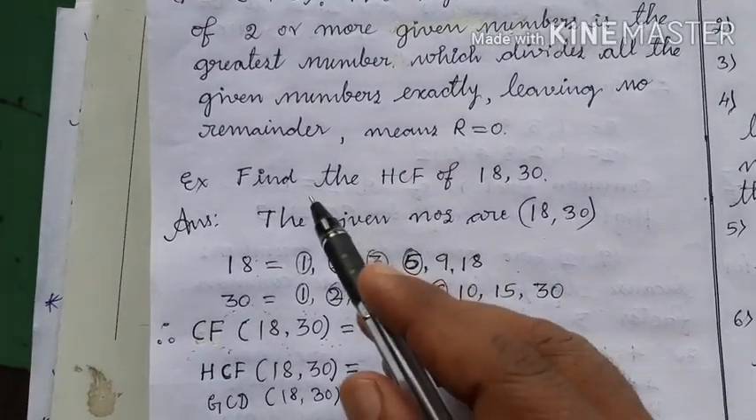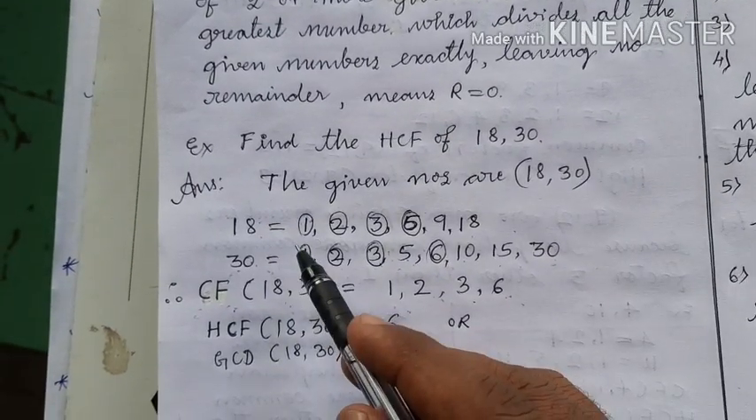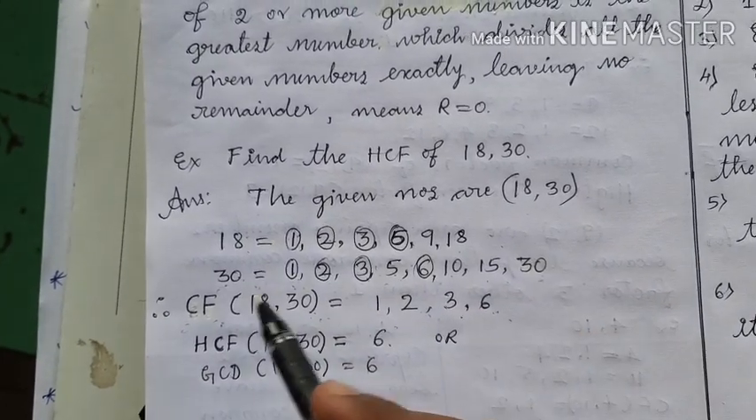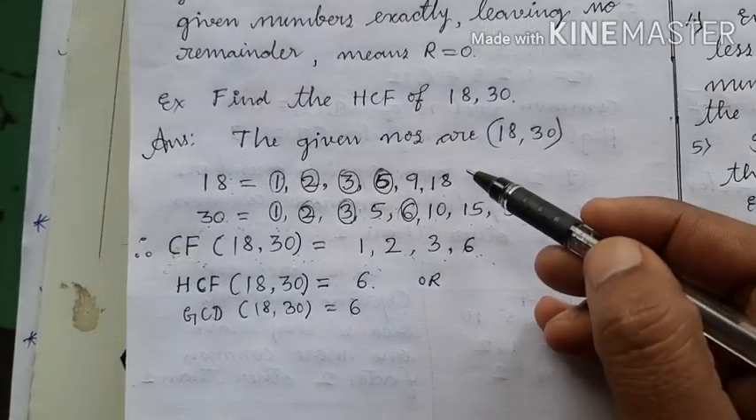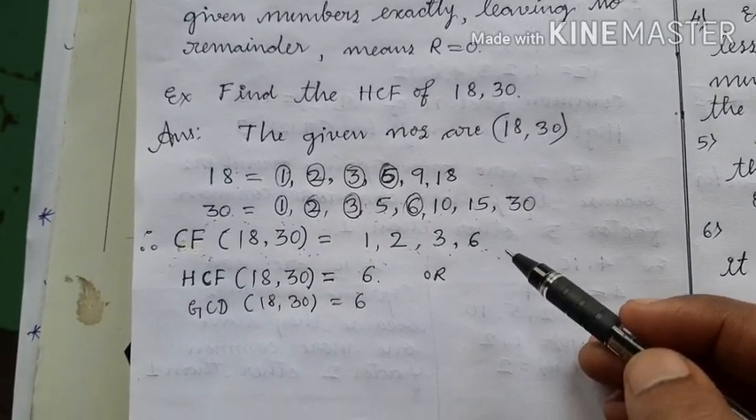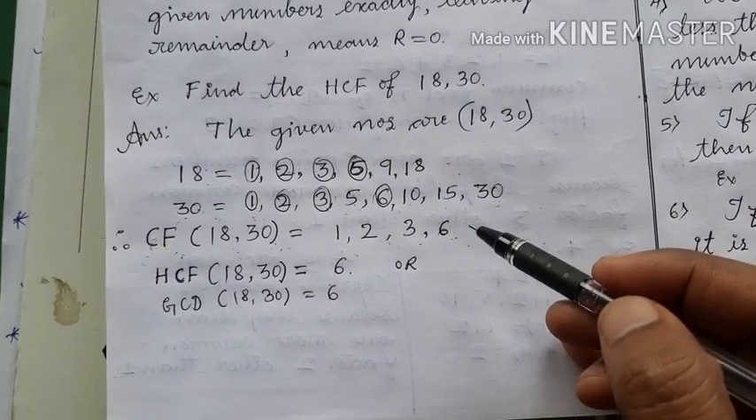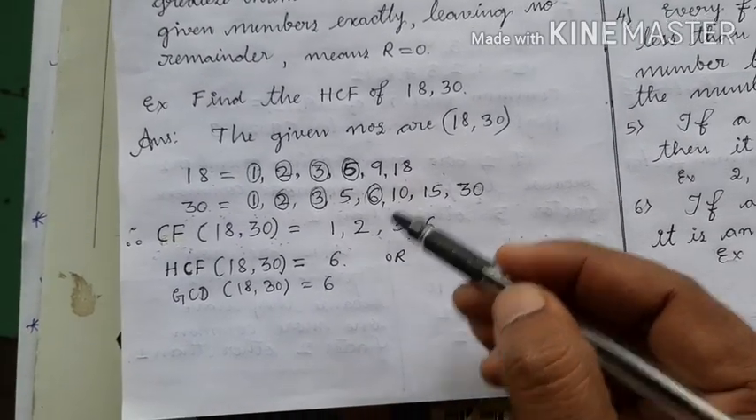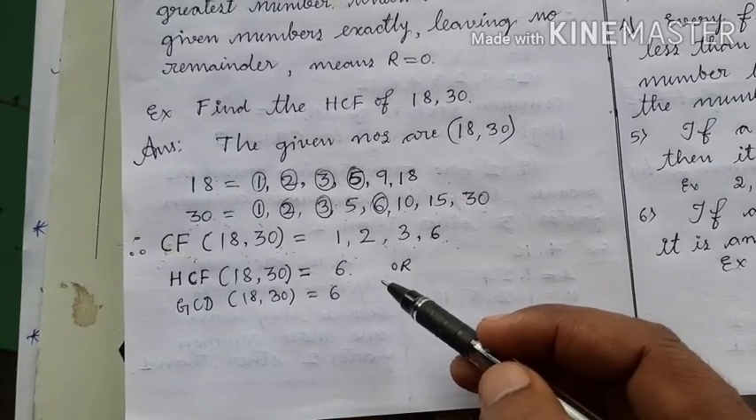So children, to find the HCF of 18 and 30, what did we do? First step, we listed the factors of 18 and the factors of 30. Second step, we selected the common factors of 18 and 30. Third step, among the common factors, the highest factor was selected. Thus, the HCF of two numbers is found in 3 steps.